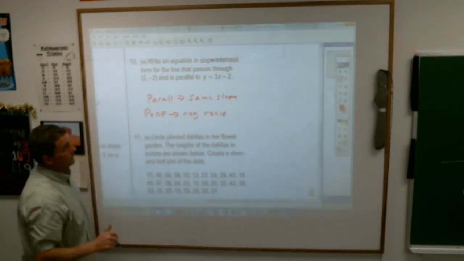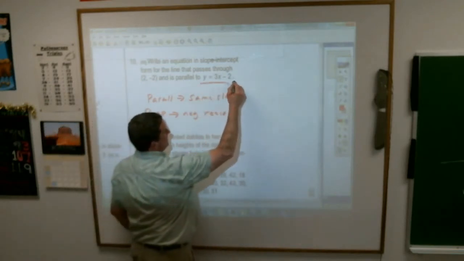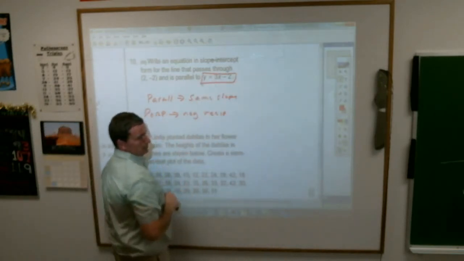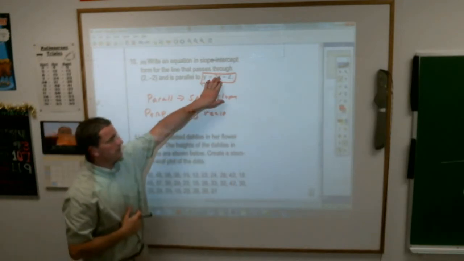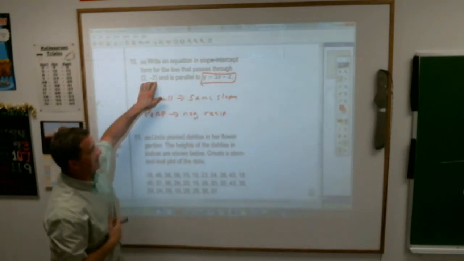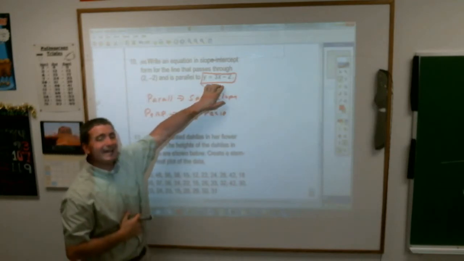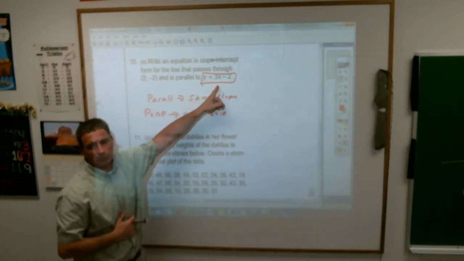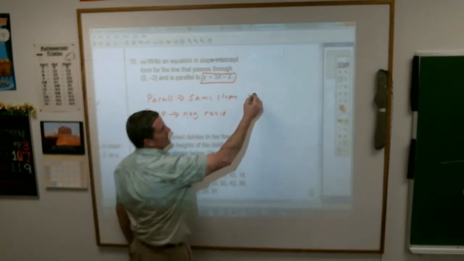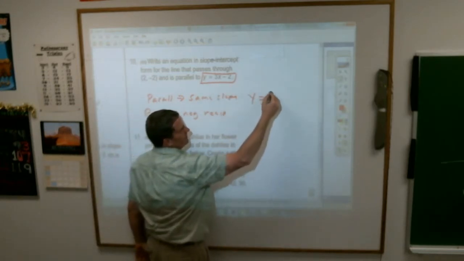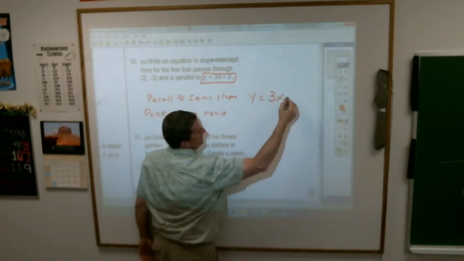So, here's the deal. They gave you this line. They want to know what line that's parallel to this would have these points on it. The only thing you need out of what they gave you is the slope. That's all you care about right now. You know that the new line has to have the same slope. It has to be a 3x.